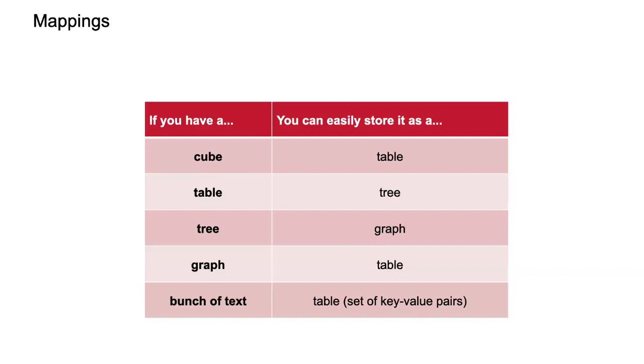A graph can be stored as a table. How? Because a graph is just a collection of nodes and edges, right? So you can just store it as a table with 3 columns: the source, the destination, and the property, and then you just store a graph as a table. A bunch of text can also be stored as a table, even as a vector database that would be tables with vectors in their columns and so on.